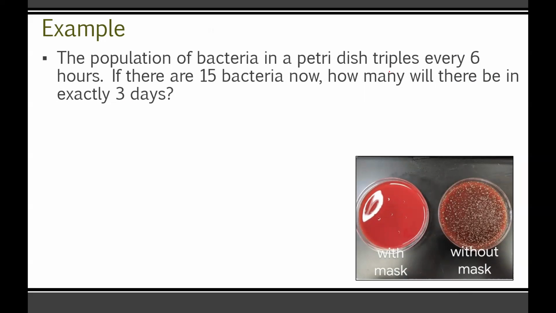Let's start by circling our numbers here. I see the word triples. That's kind of a number word. Circle that one. Every 6 hours, that's another number to circle. 15 bacteria now, that's another number to circle. How many will there be in exactly 3 days? Yet another number to circle. We got a lot of numbers going on here. Next part of CUBES was underline the question. How many will there be in exactly 3 days. That's the underlined part.